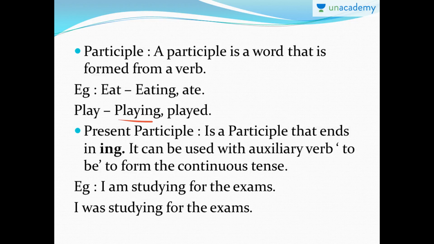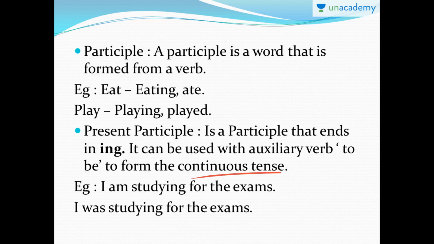Okay, now in this lesson, the first one is the present participle. So a present participle is a participle that ends in ing. It can be used with the auxiliary verb to be to form the continuous tense. I have done all the types of tenses under the course tenses. So please do go back and watch it if you don't know what a continuous tense is.